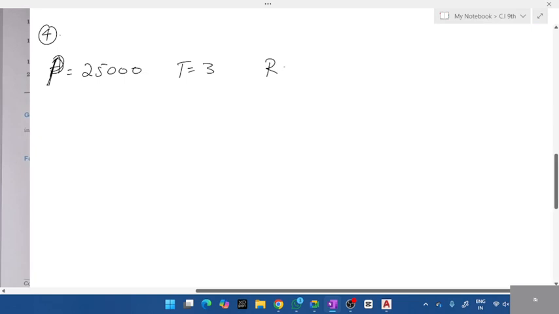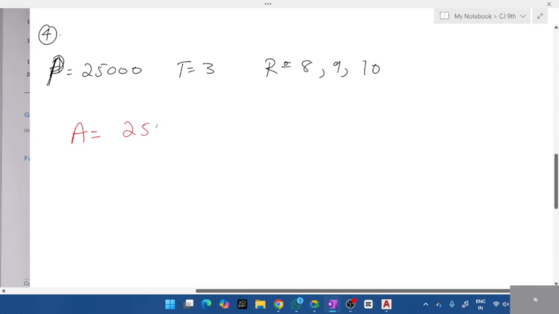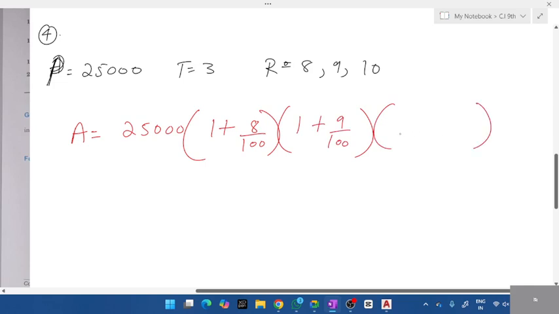Okay, tell me the rate, students, not the time period. What was the rate given? 8%, 9% and 10%. So different rate percents are given. How do you solve if different rates are given? 25,000 into 1 plus, for the first year what do you take? 8 divided by 100, into, for the second one, 1 plus 9 divided by 100. Next one.